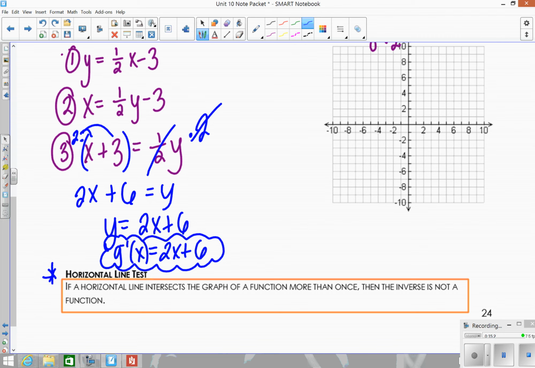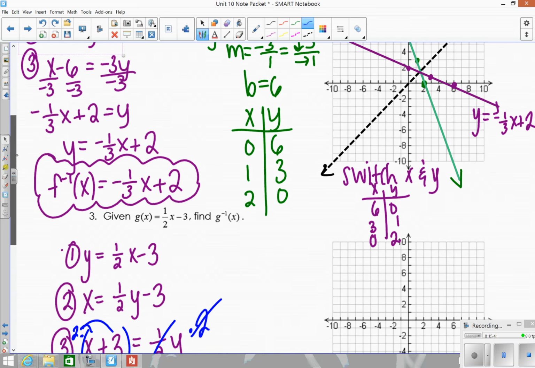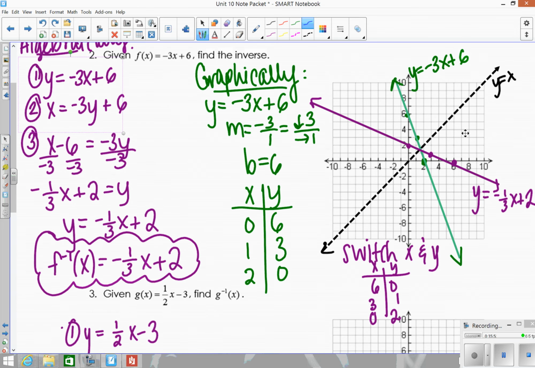The horizontal line test is actually used for two things. One, to determine if a function is onto, but it's also to determine if the function has an inverse that's a function. So if a horizontal line intersects the graph of a function more than once, then the inverse is not a function. So if the original function is not one-to-one, that means the inverse will not be a function. If I look at the original, I can draw any horizontal line through there and it only hits once, which is why the inverse was also a function.